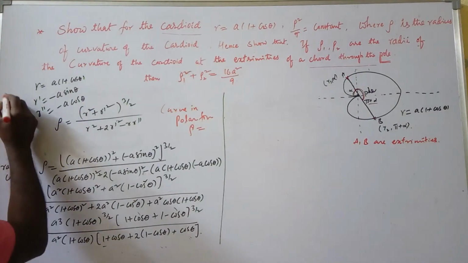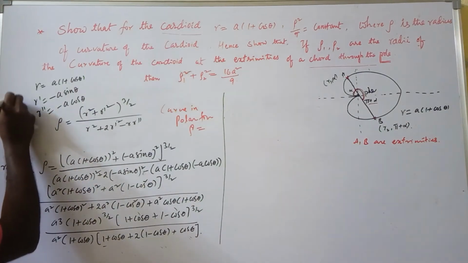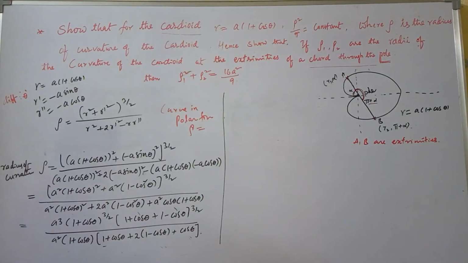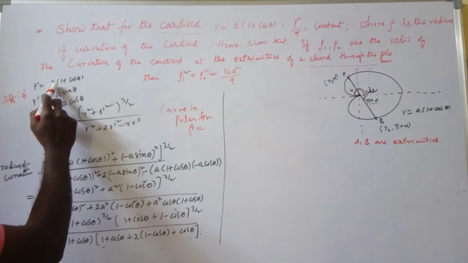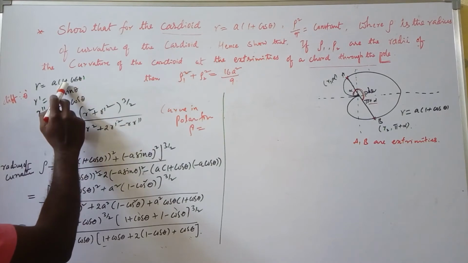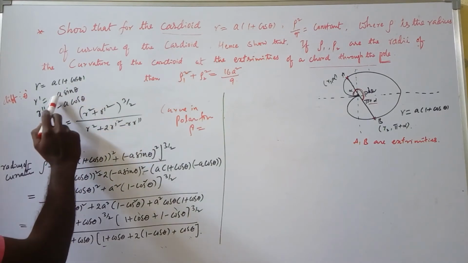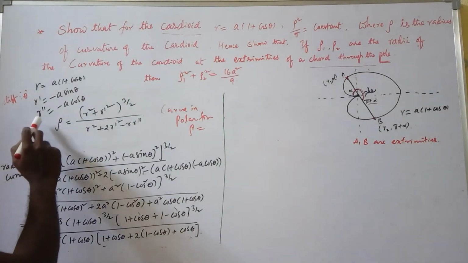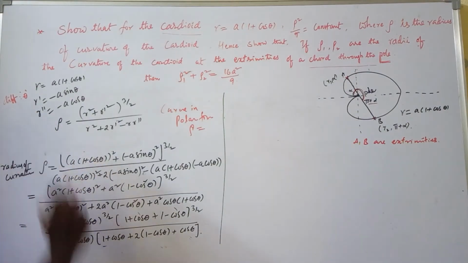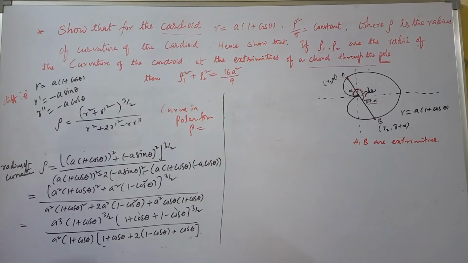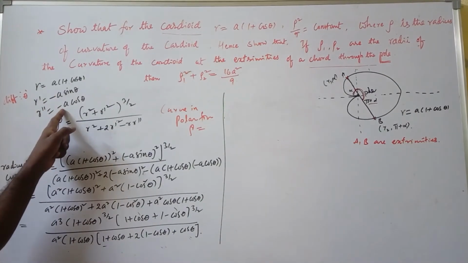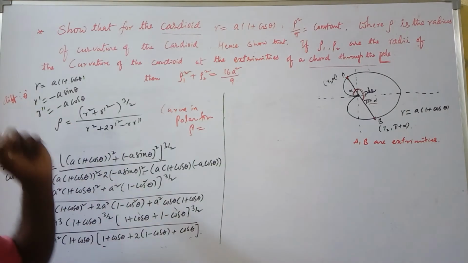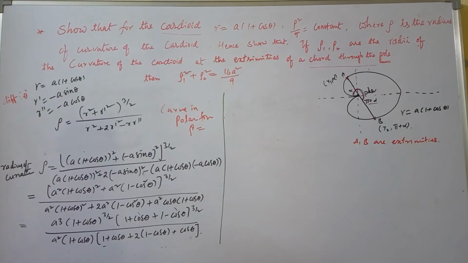Differentiate this with respect to theta and you get r dash. r dash equals a, which is constant, into the derivative of 1 plus cos theta: derivative of 1 is 0, derivative of cos theta is minus sin theta, so r dash is minus a sin theta. Again differentiate that to get the second order derivative r double dash. Minus a is constant, the derivative of sin theta is cos theta. Finally, you get r double dash equal to minus a into cos theta.